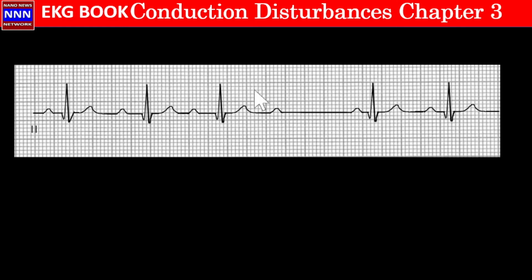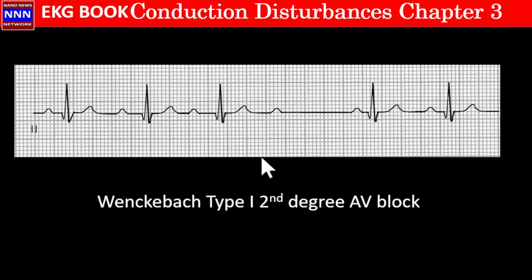And when you see only one prolonged PR interval, you could not be sure if it is type 1 or type 2 second degree AV block. We're going to look at some examples. Next, and here is Wenckebach block. It is type 1 second degree AV block.